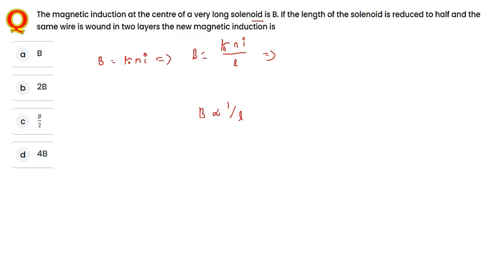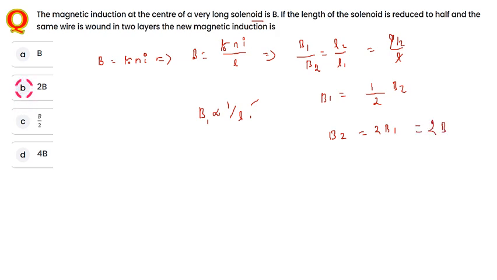For this one, B1 divided by B2 will be equal to L2 divided by L1, because this is inversely proportional. Now substitute the L2 value, which has been reduced to L by 2, and the L1 value is L. So the L's cancel. From this, B1 is equal to 1 by 2 into B2, or B2 is 2B1. Already they have mentioned the B1 value, so the answer in this case is 2B.